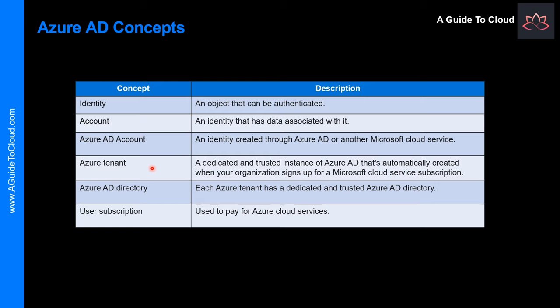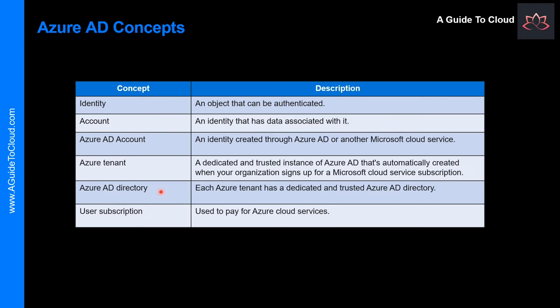So what do you mean by an Azure tenant? An Azure tenant is a dedicated and trusted instance of an Azure AD that's automatically created when your organization signs up for a Microsoft cloud service subscription, such as Microsoft Azure, Microsoft Intune, or Office 365. An Azure tenant represents a single organization.